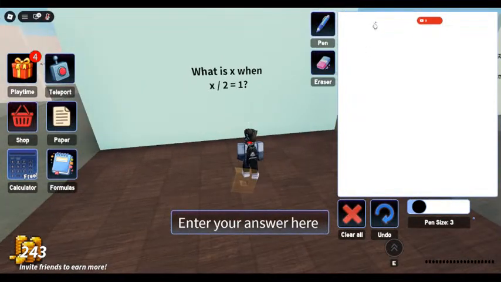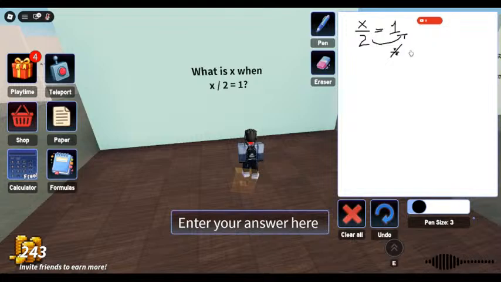And this one, x divided by 2 is equal to 1. Now what we do here, we have to transpose the 2, but it's not simply that we put it here and then minus 2. No, in here we switch it. When we transpose it to here, instead of dividing, we multiply. So x is equal to 1 times 2, which is equal to 2.